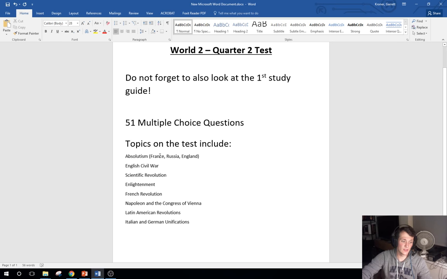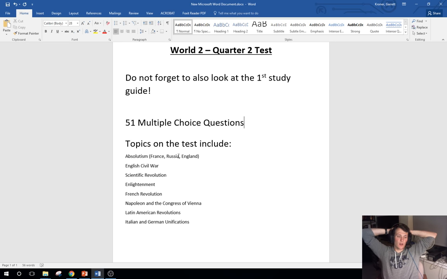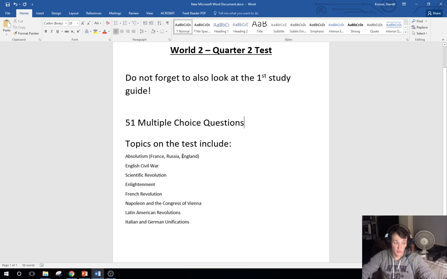What is absolutism? And then the countries that we talked about that it affected, in particular, are France, Russia, and England. We have the English Civil War, the Scientific Revolution, the Enlightenment, the French Revolution, Napoleon leading into the Congress of Vienna after the French Revolution, the Latin American revolutions, and then ultimately the Italian and German unifications.